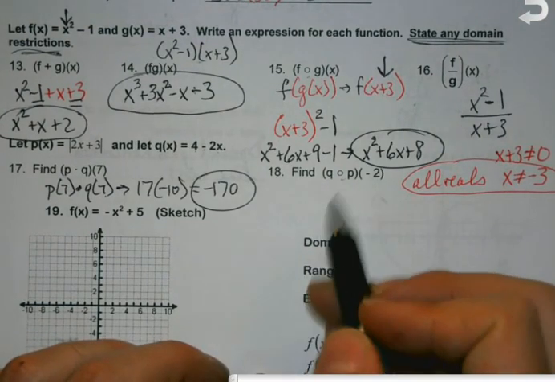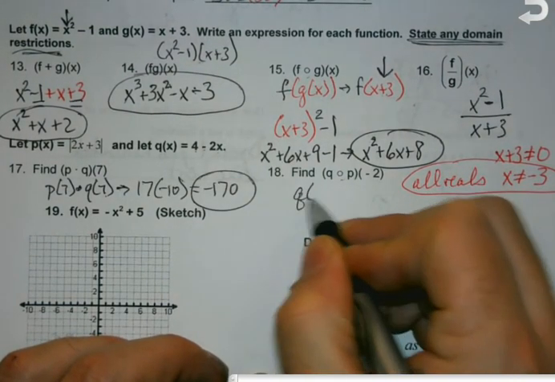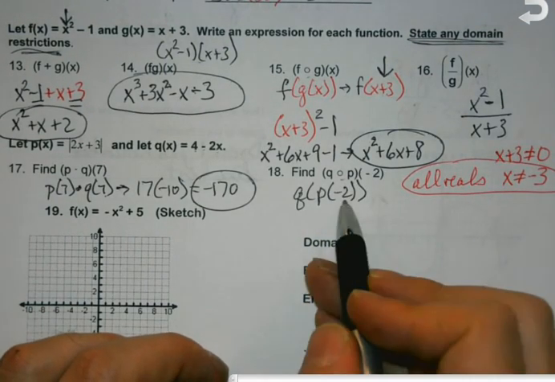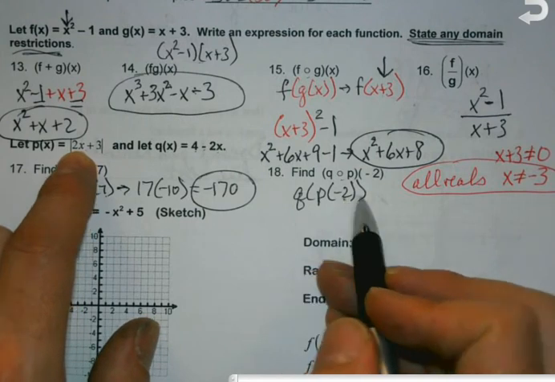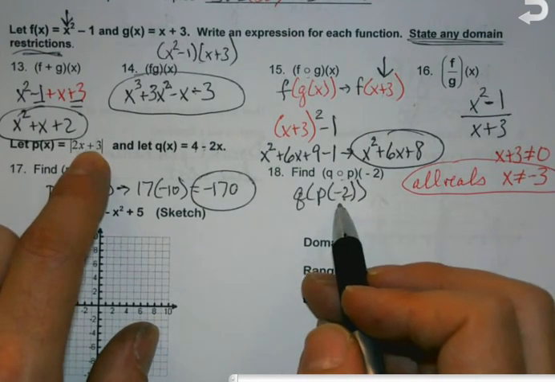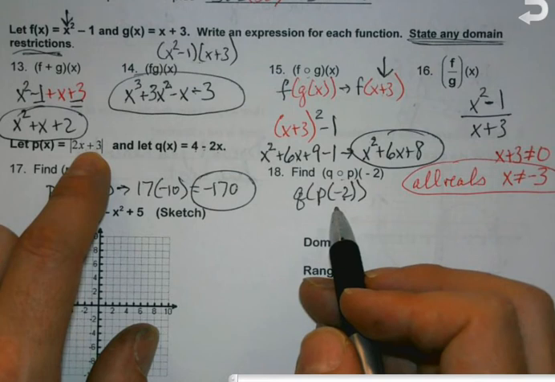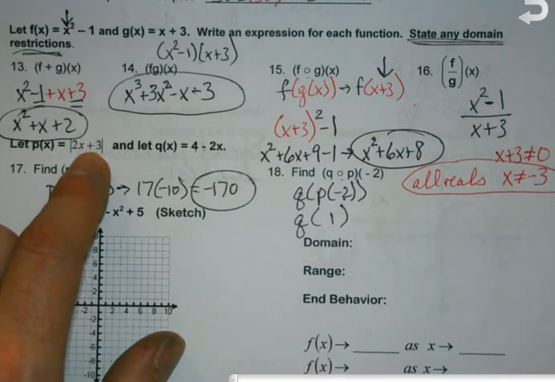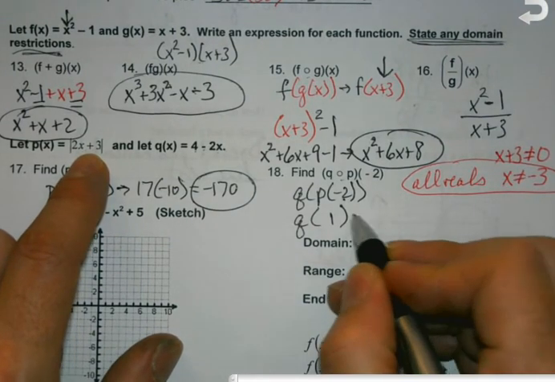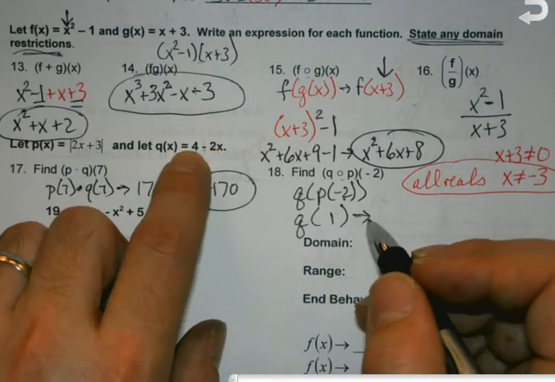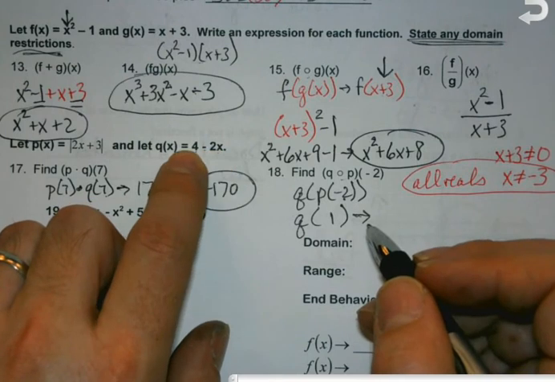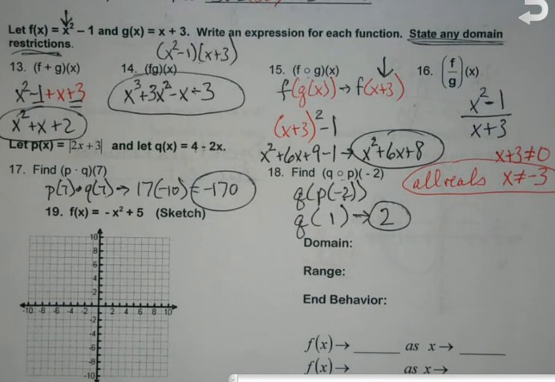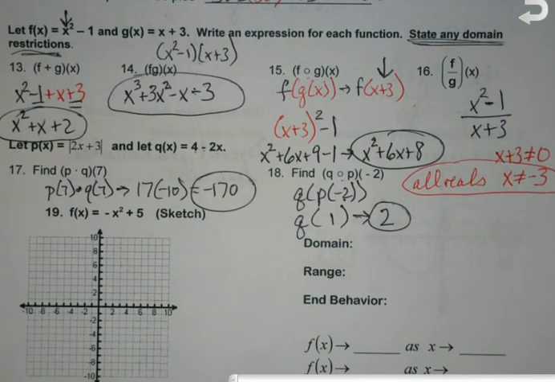Even if it's a composition of functions, q of p of negative 2. If I plug in negative 2, 2 times negative 2 is negative 4, plus 3 is negative 1, but what does absolute value do? Makes it positive. So p of negative 2 is positive 1, and q of 1 just means plug in 1 for x. 2 times 1 is 2, 4 minus 2 is 2. I'm done. If they give you the numbers, just substitute the numbers in. Keep it simple.